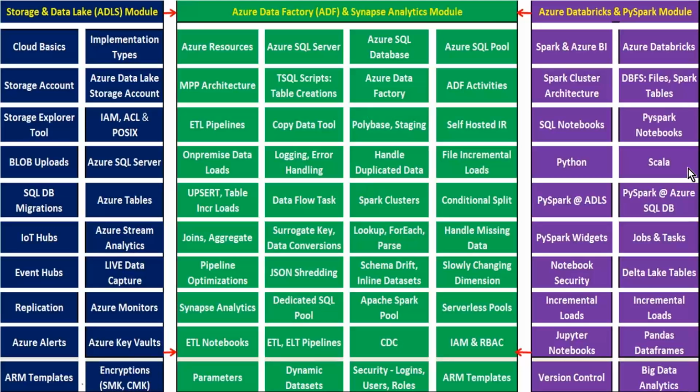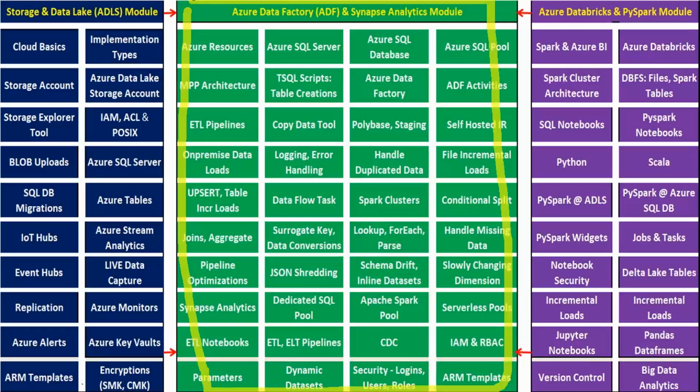The main key takeaway, our actual course, is Azure Data Factory and Synapse Analytics. For that, we need two helping hands: storage and ADLS, Databricks and Spark, PySpark. The green box is the main key takeaway. The other two are the helping hands.